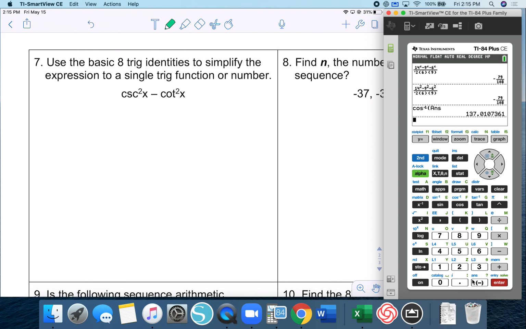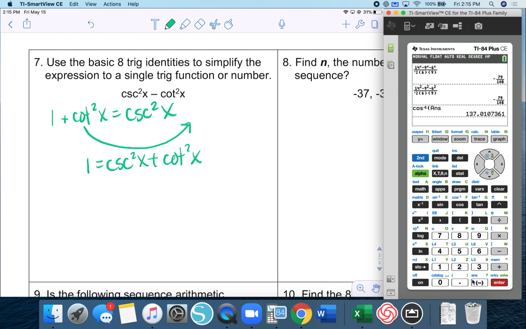Use a basic 8 to simplify this into a trig function or number. So remember, we have 1 plus cotangent squared x equals cosecant squared x. They've moved cotangent over here. So cosecant squared x minus cotangent squared x equals 1.